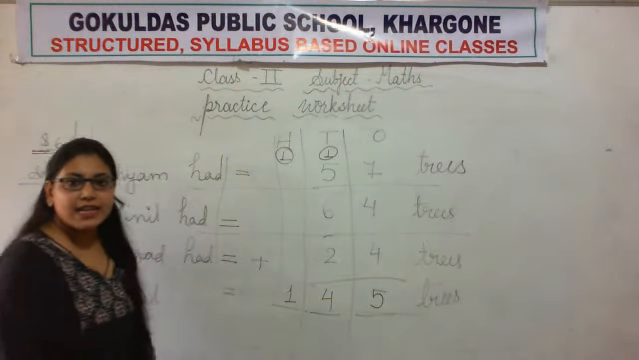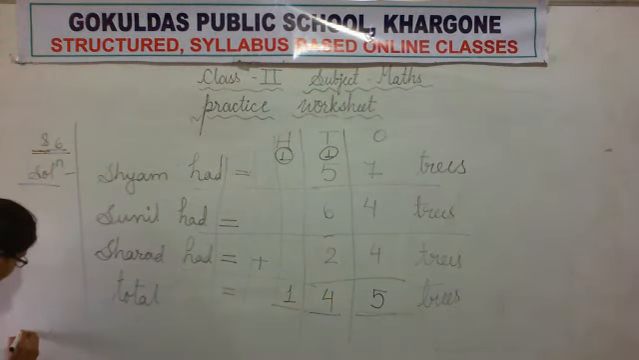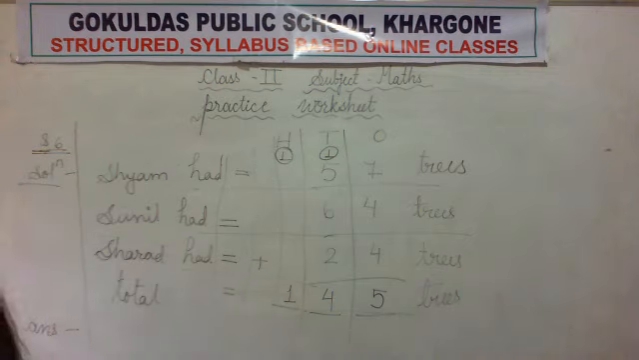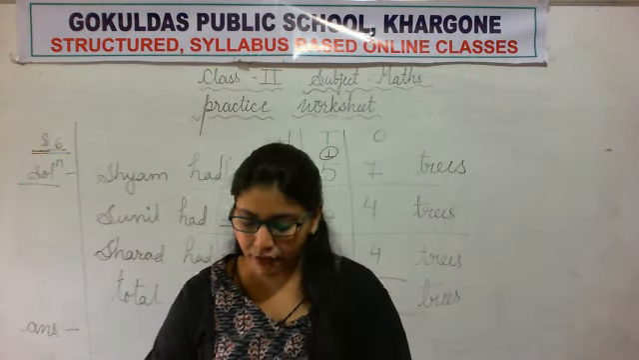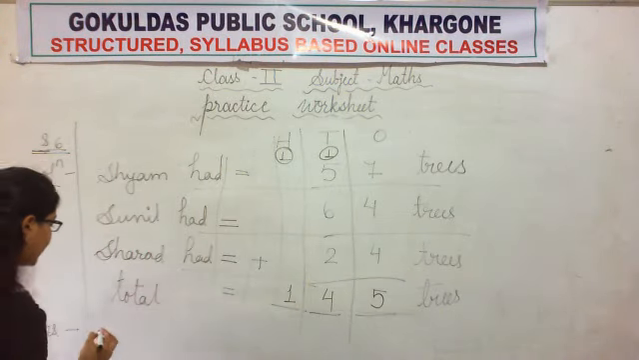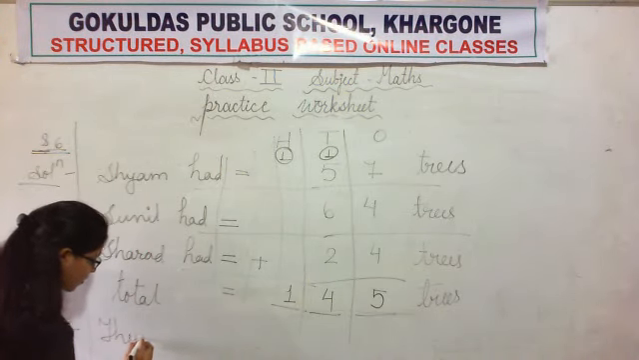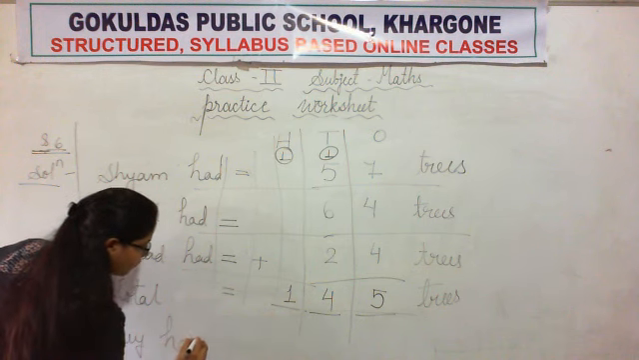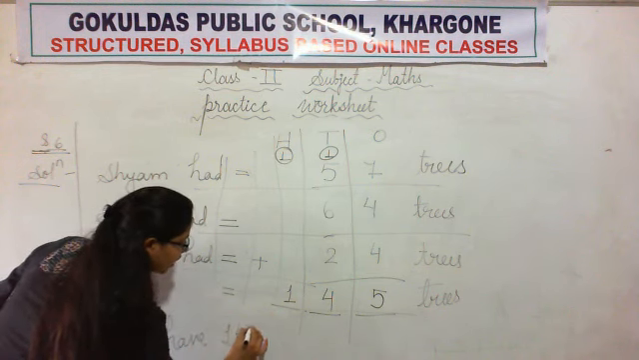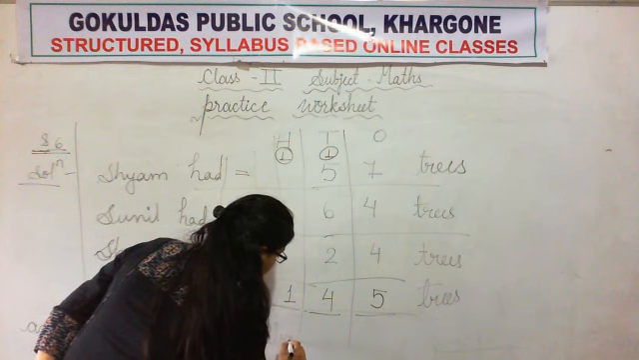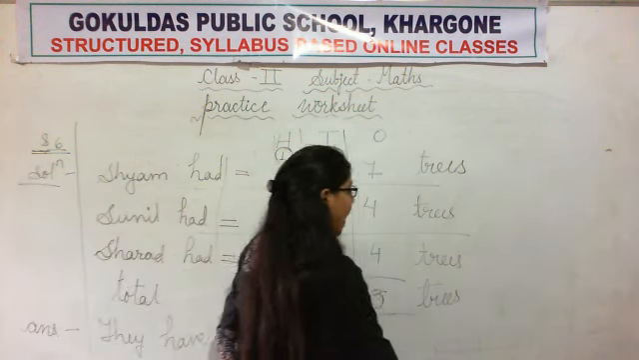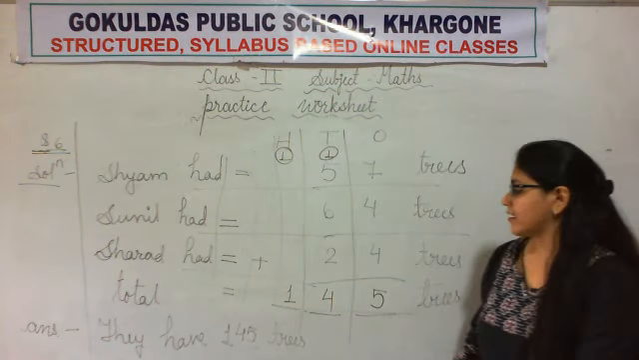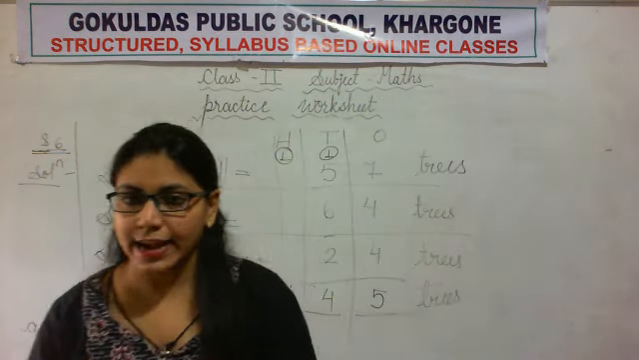Now we got the answer, so we will write answer. So what is the answer? The question was asking us how many mango trees did they have altogether. So we will write they have 145 trees, and then a line by ruler or scale. Do not do it by running hand, okay?